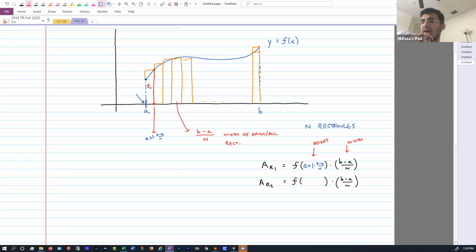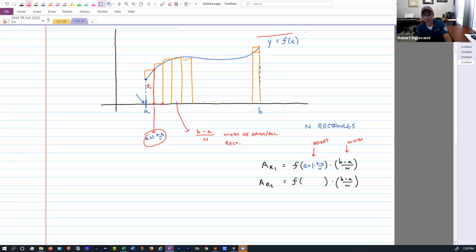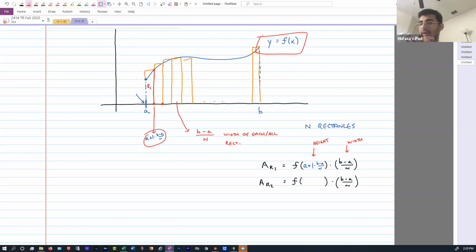Okay, but how is it the height? Pardon? How is it the height then? Because that is the point that we're plugging into the function. Once you plug that point into the function, it spits out a y coordinate, doesn't it? And that y coordinate is exactly that height right there. Good question. Understand? Okay.